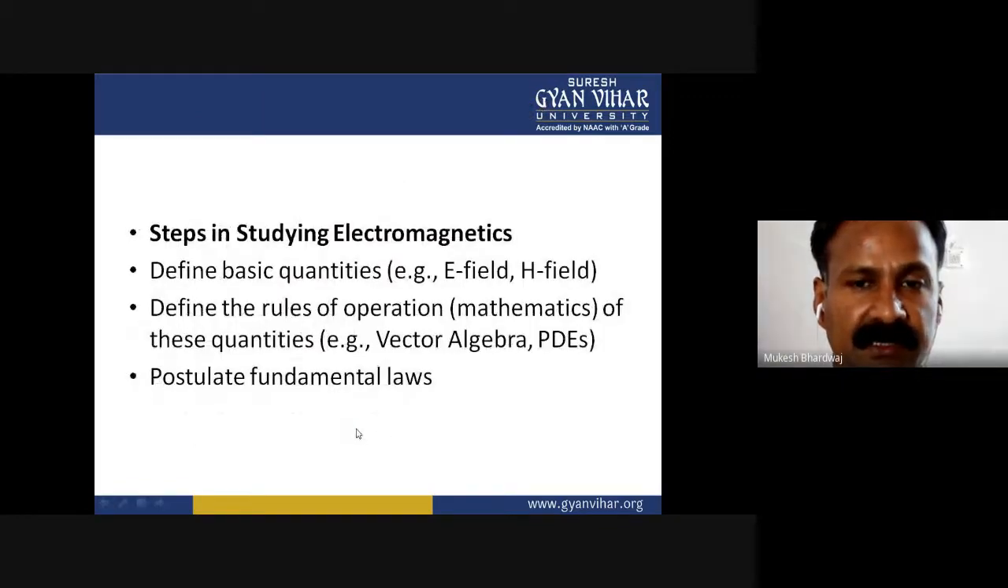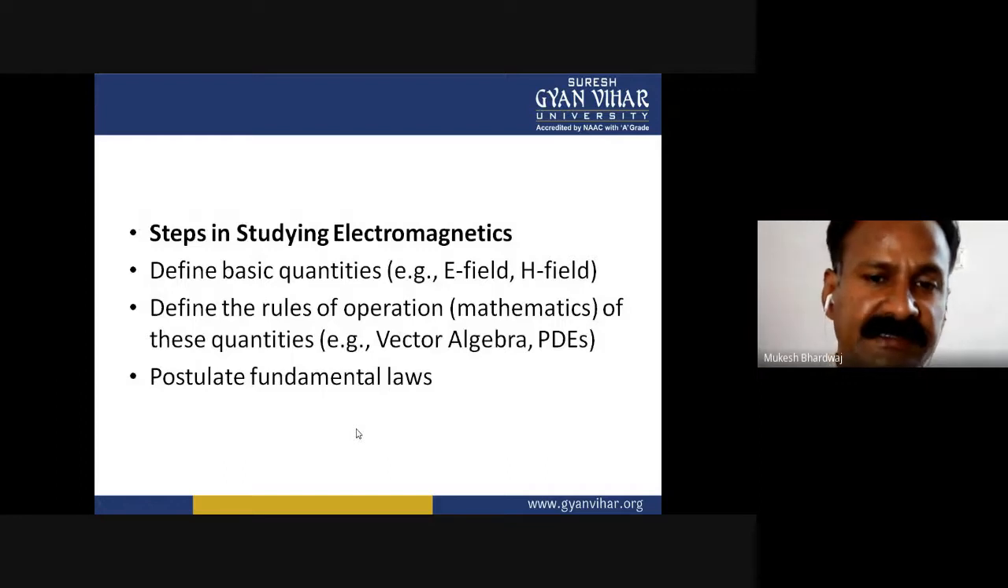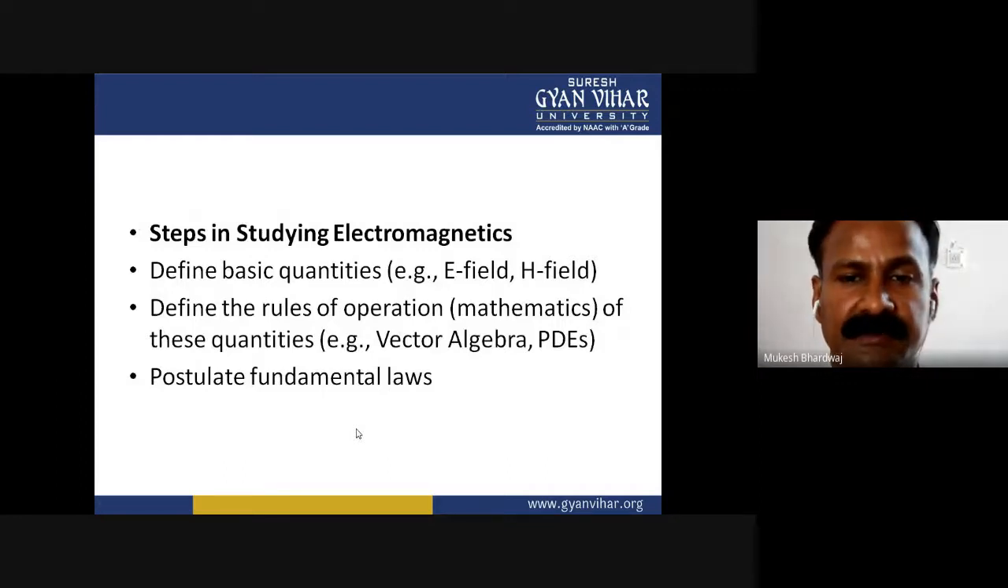Steps in studying electromagnetics: define basic quantities, for example electric field and magnetic field; define the rules of operation, the mathematics of these quantities, for example vector algebra and partial differential equations.